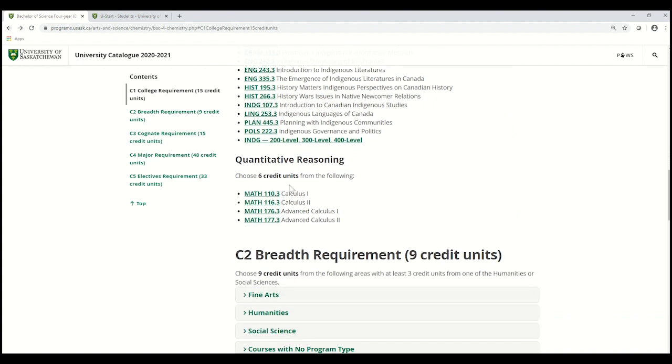For the quantitative reasoning requirement for a chemistry major, it's 6 credit units of calculus. Can't avoid calculus in this case. That said, for other degrees, for other programs, the quantitative requirement will look very different.